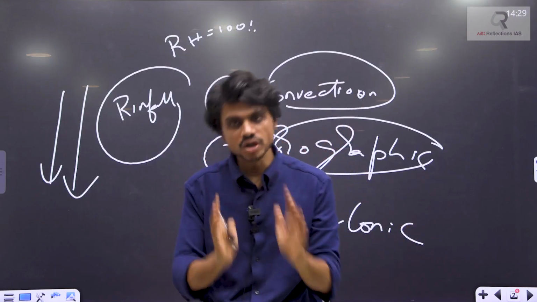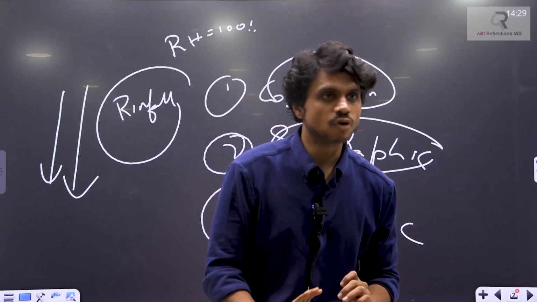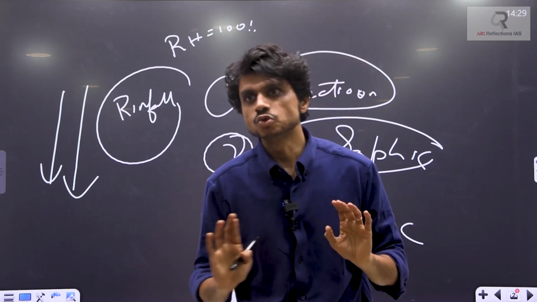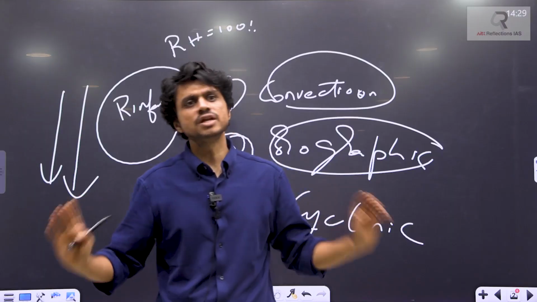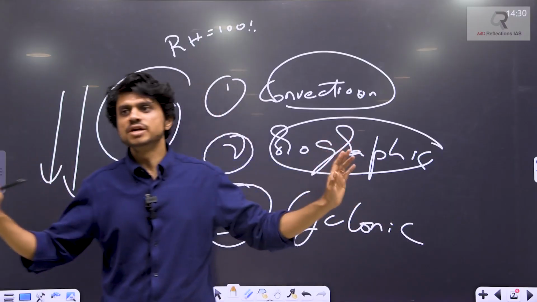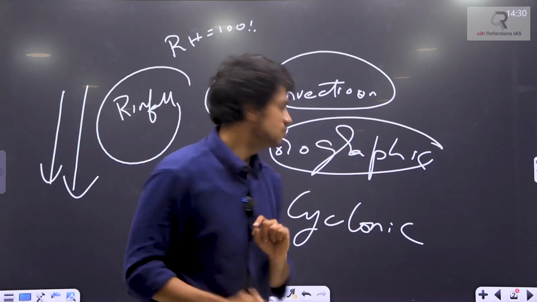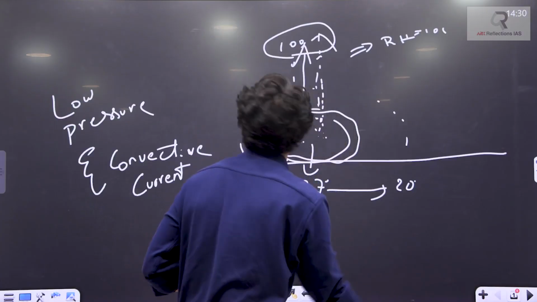Now these are the only three scenarios where you will get rainfall. Clear? So far am I clear? Three scenarios. So why does rainfall happen? Generally when the wind is rising, relative humidity reaches 100%, then condensation and rainfall. This is the framework that we have drawn.